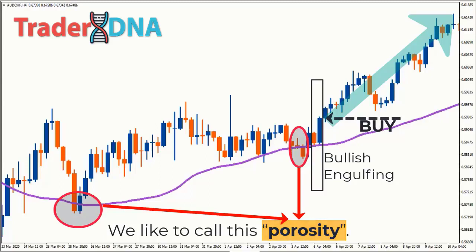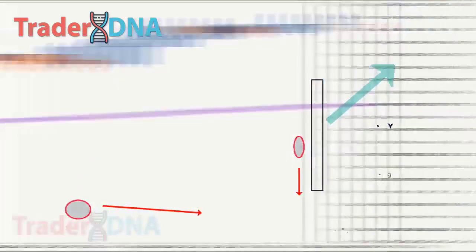Here are other examples of the 50-period simple moving average trading strategy.